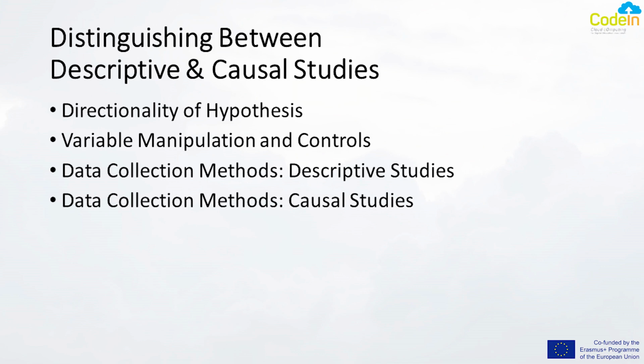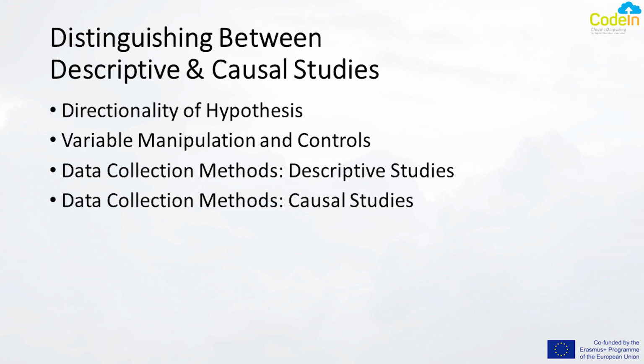Variable manipulation and controls. In causal studies, researchers manipulate a set of independent variables to determine their effect on the dependent variables, if any. Researchers in causal studies also use a control, a case in which the independent variables will not be manipulated, to allow researchers to compare the effects of manipulating the independent variables with the effects of leaving them unchanged. A descriptive study usually does not include variable manipulation or controls.